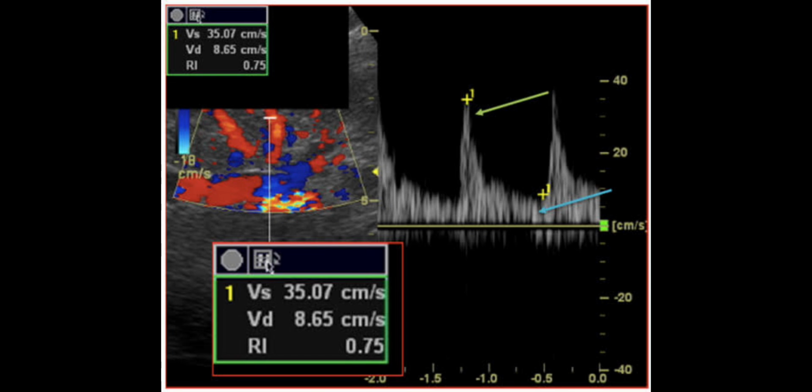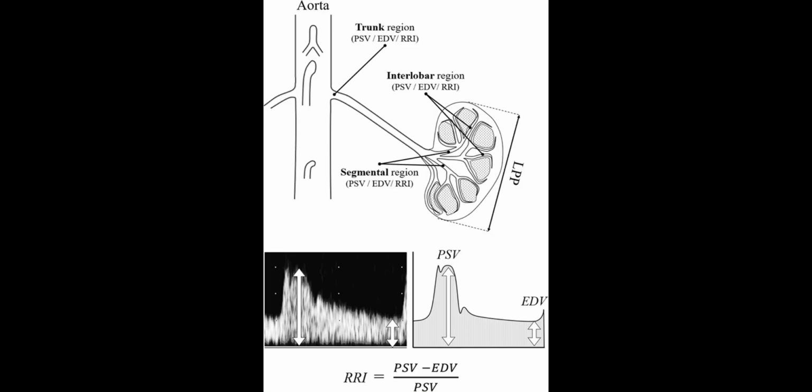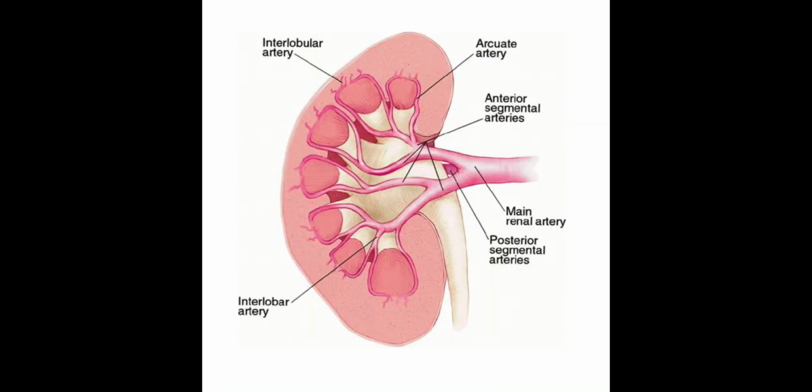But the area of the kidney where we measure this resistive index is also important. We measure this with spectral Doppler ultrasound at the arcuate artery, which is located at the corticomedullary junction, or we can measure at the interlobar artery, which is adjacent to the medullary pyramids, which I will show in a picture. But it is also important to have a concept of the correct sequence of blood flow through the kidney.